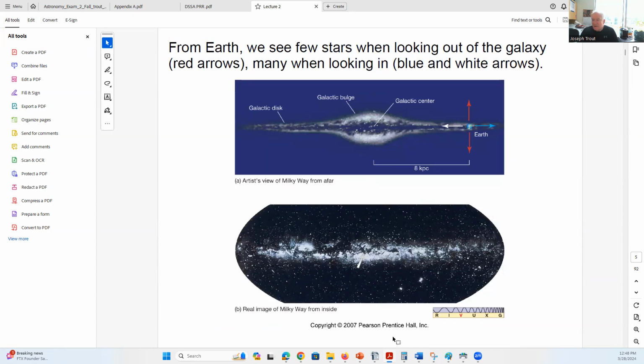As seen from the Earth, we see a few stars when we look out of the galaxy, in the directions of these red arrows. And we see many stars if we look in the direction of the white arrow and the direction of the blue arrow.